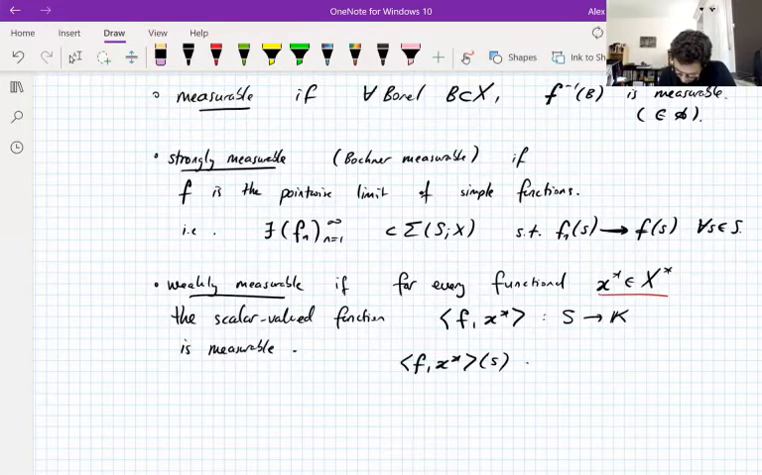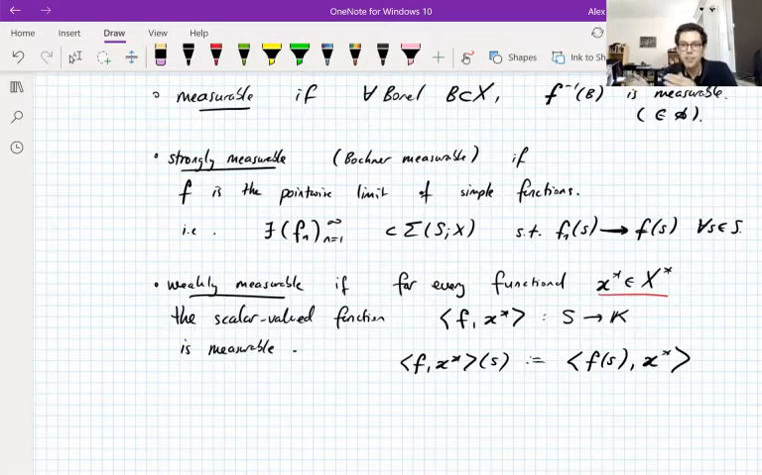For every s, you take f of s, which is a vector in x. You take the functional x star, and you apply the functional to the vector. So this is a pointwise evaluation of a vector valued function against a functional, and it gives you a scalar valued function. Weak measurability says that all of these scalar valued functions are measurable. This is typical in functional analysis.